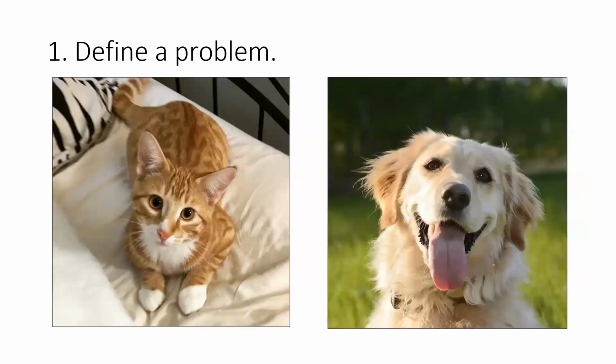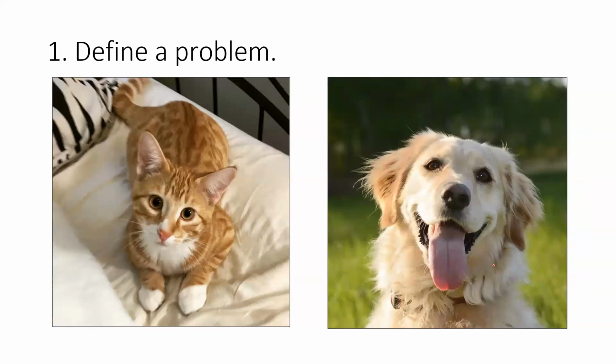Now, coming to how do we do machine learning, the first step is you define a problem. Now, let's say I want to classify the animals that are being given. That is, I want my model to say, if I give a picture, it should say if it is a cat or it is a dog, right?